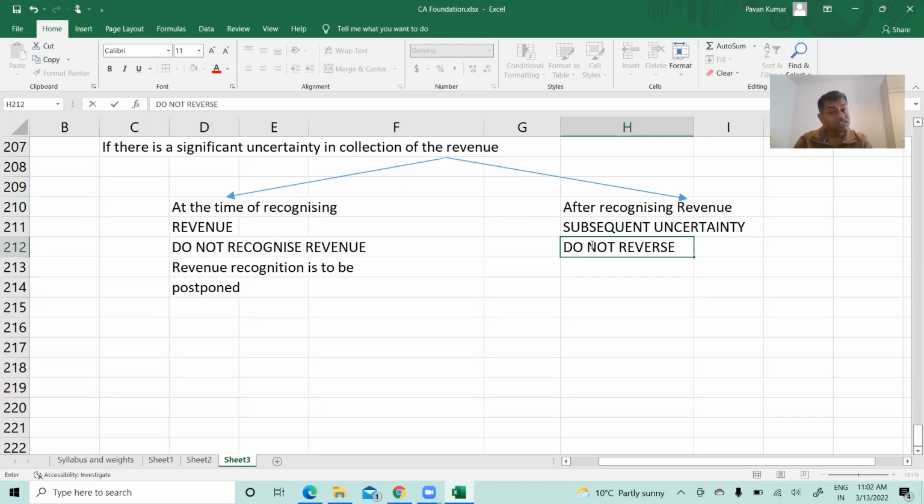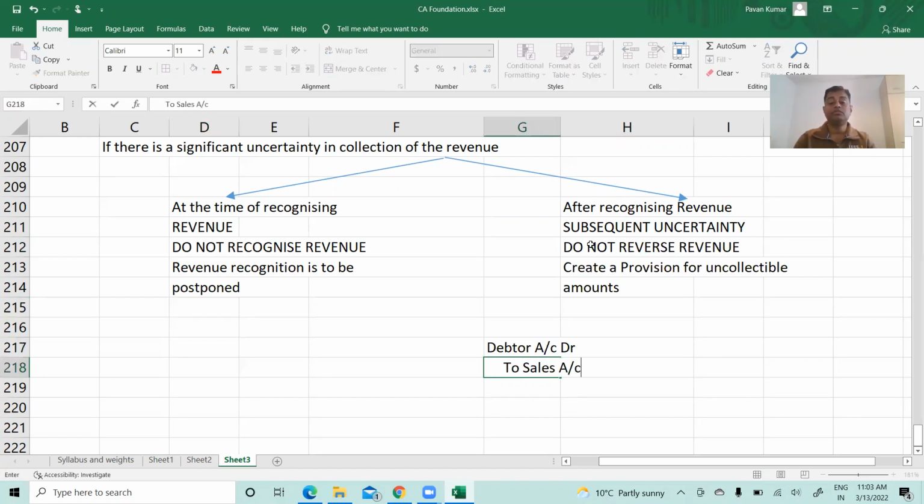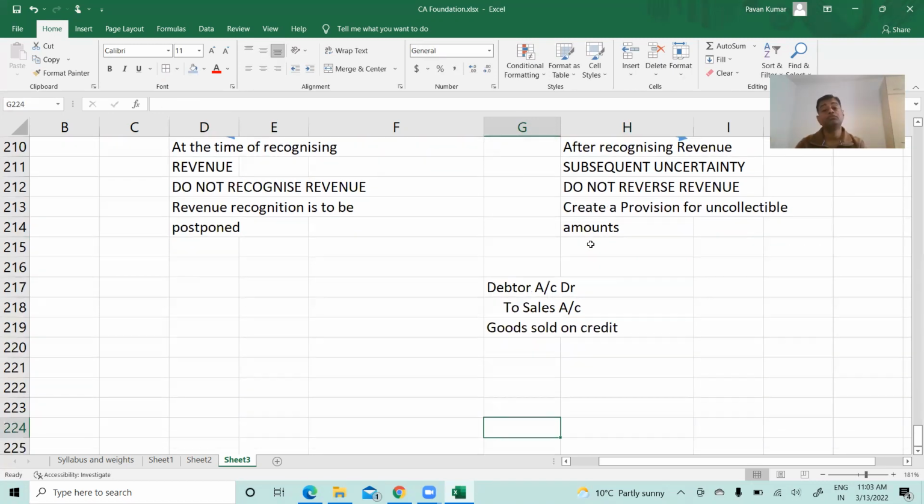Do not reverse revenue. You cannot reverse. Create a provision for uncollectible amounts. So when the debtor is not giving money, what is the journal entry you created on sale? Debtor account debit, sales account credit, being goods sold on credit. This is revenue recognition. You recognize revenue, to sales, this is revenue.